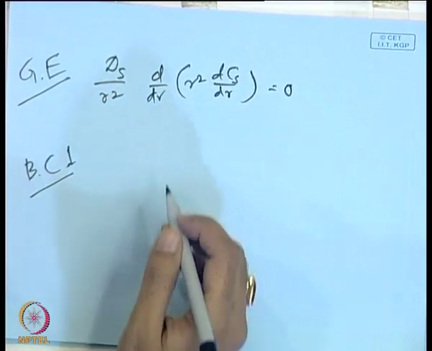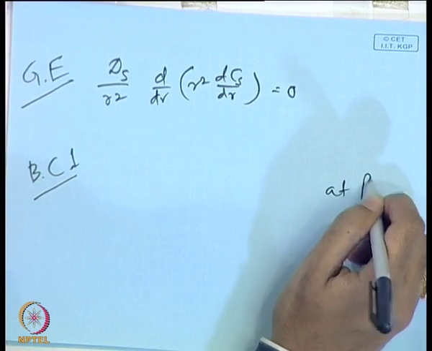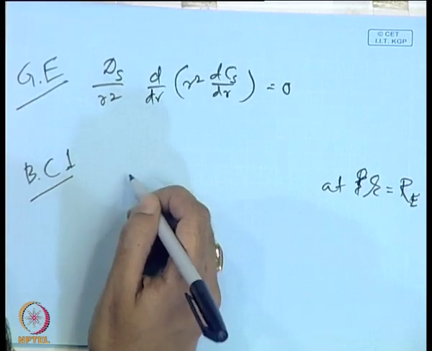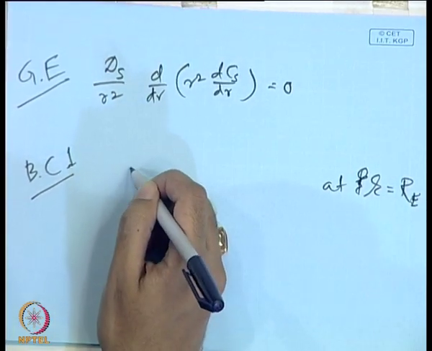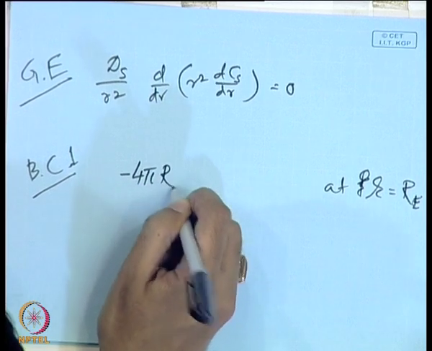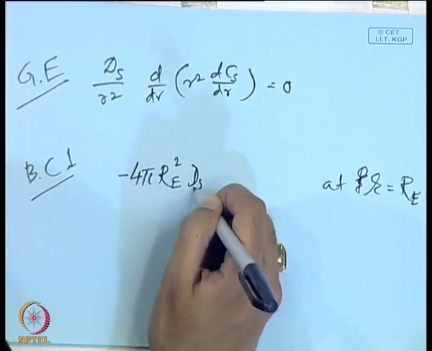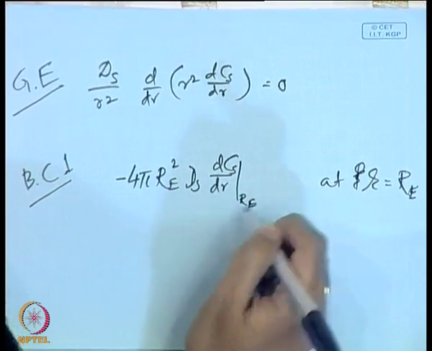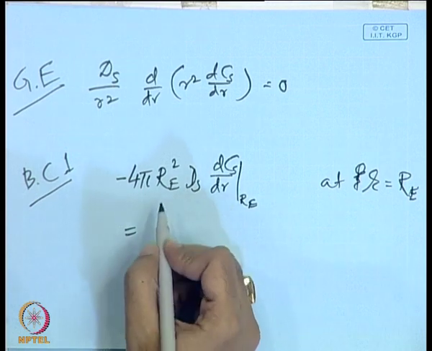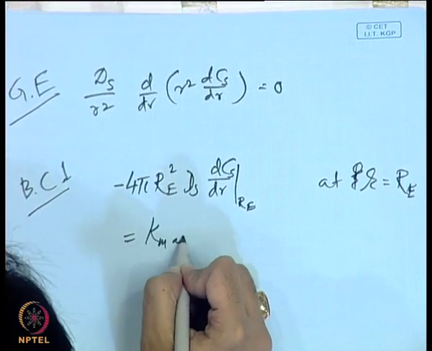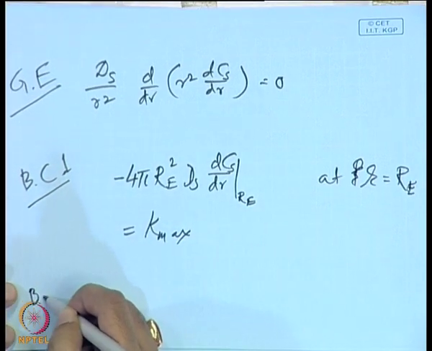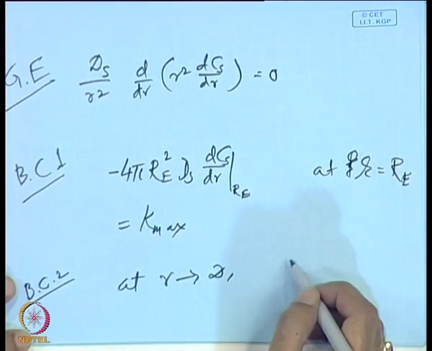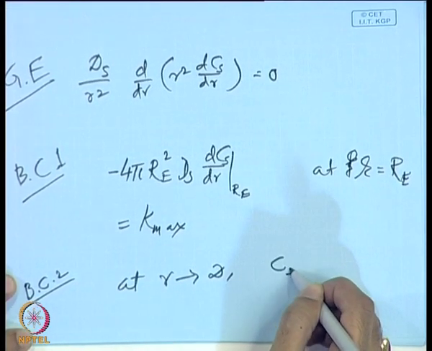Boundary condition 1 would be at r equals Re. What is my boundary condition? 4 pi Re squared Ds dCs/dr equals, and that is the only difference now, equals k max. And BC2 would be simple, the same: at r going to infinity, Cs equals Cs naught.